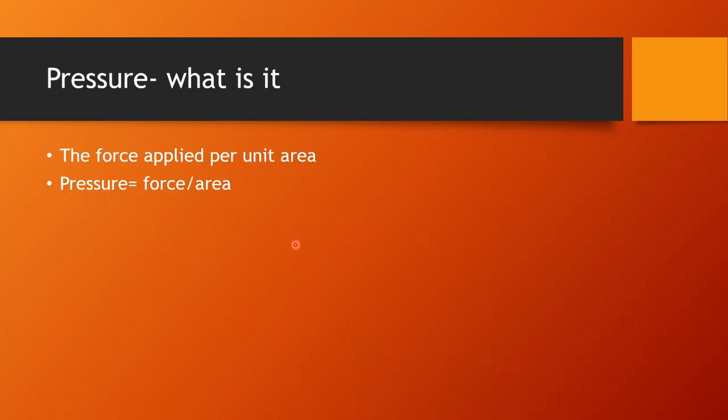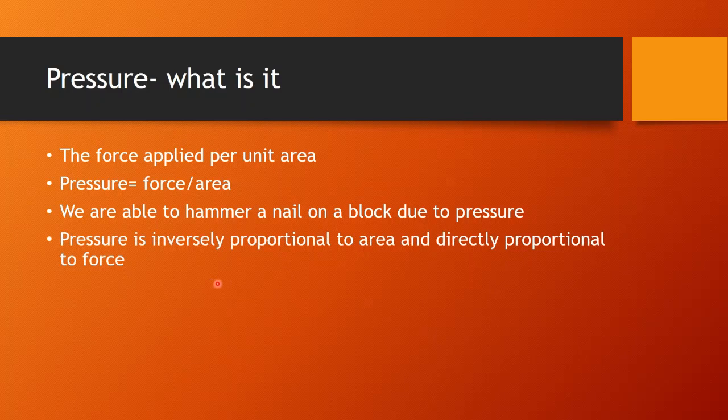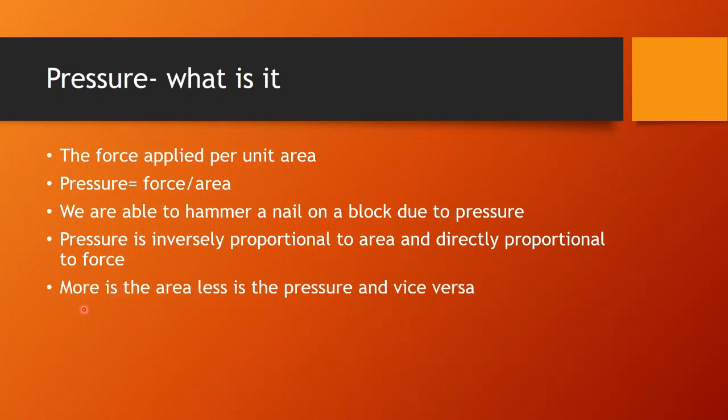So if we have a block, the block has some area, right? If I apply some force on it, and we divide the force by the area, we get the pressure. Pretty simple, right? So how are we able to hammer a nail into a block? It's due to pressure. How is it related? Pressure is inversely proportional to area and directly proportional to force. More is the area, less is the pressure, and less is the area, more is the pressure.